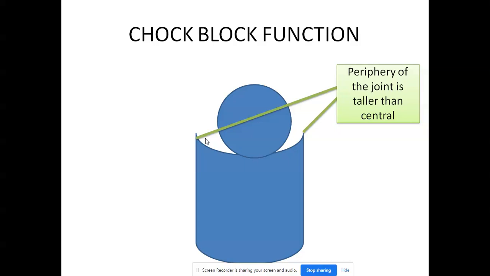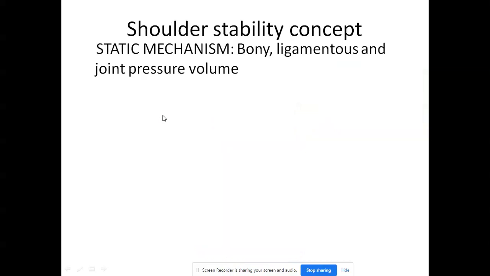What this does is, this elevation inhibits the slippage of the circular part, that is, the slippage of the humeral head on any trauma. This glenoid labrum is elevated throughout its circumference. That is, the entire circle of the glenoid fossa is elevated by your glenoid labrum, thus protecting or inhibiting the humeral head from slipping out of the fossa. That is nothing but your chock block function.